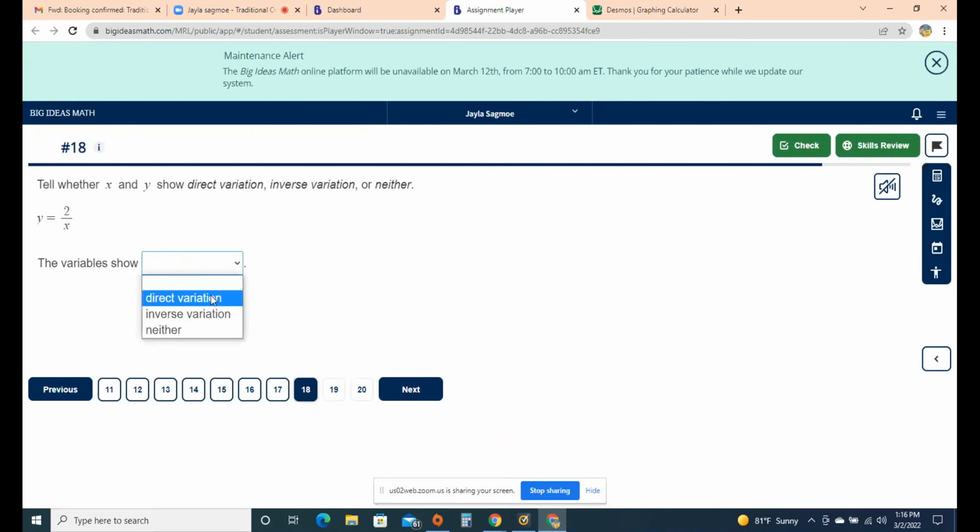Would be a direct. Where is x this time? Is it in the numerator or the denominator? The denominator. When it's in the bottom, the denominator, it's inverse.